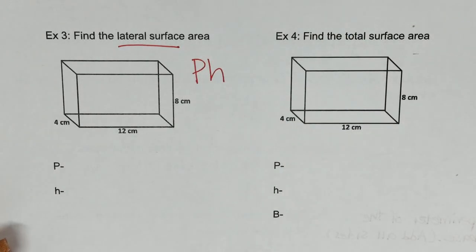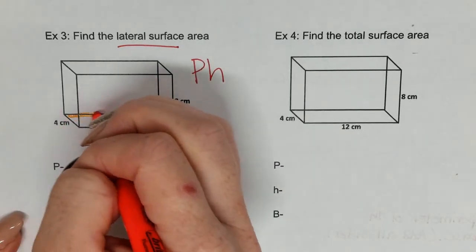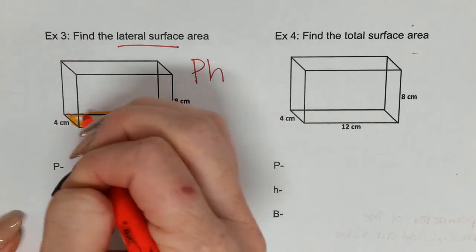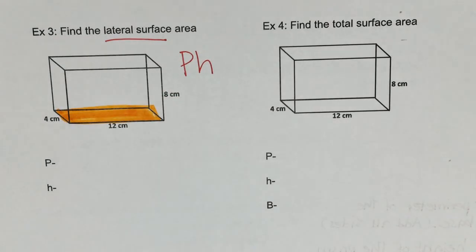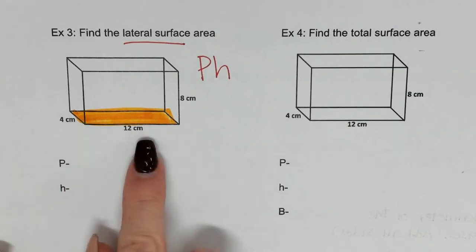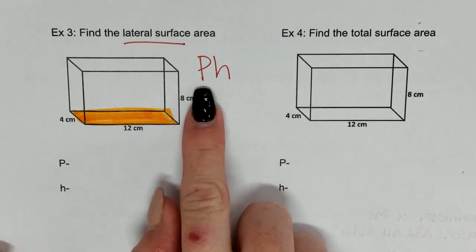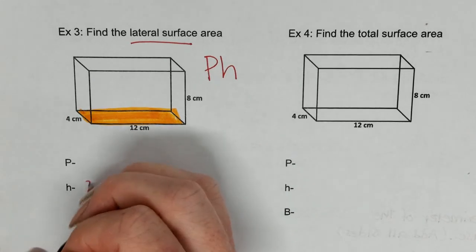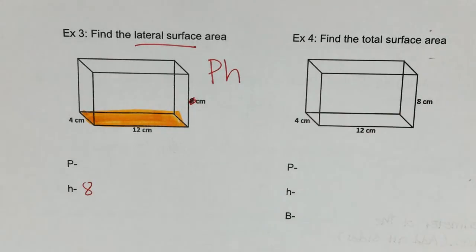I want you guys right now to identify the base and shade it in. Find the base. Good, I see a lot of good. Right here, here's your base. You shaded it in. The next thing you're going to do is find the number that has nothing to do with the base. So which one of these numbers is not part of the base? You're going to put that as your height, and you're going to mark it out because you'll never use it again.